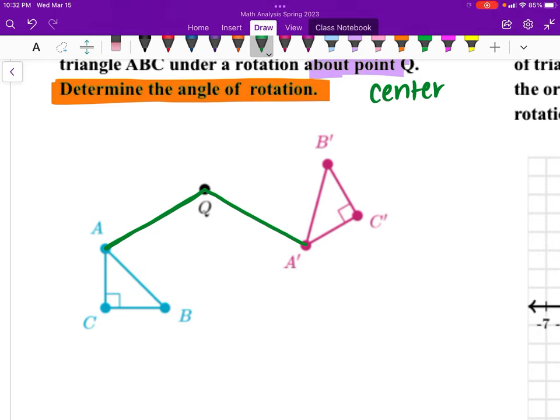Now, whenever you're working with these here, you're going to be going from the pre-image. So let me label this here. This one here is a pre-image. That one there is a pre-image. And this one here is the image, which means this is the original.